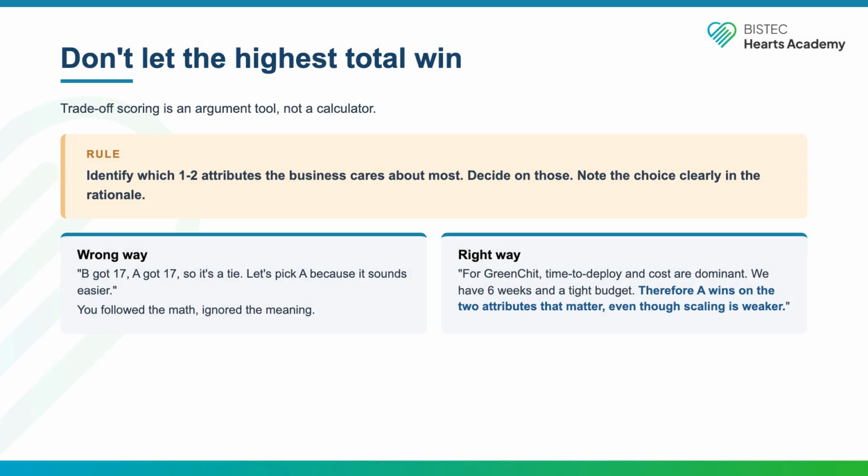Trade-off scoring is an argument tool, not a calculator. The wrong way: B got 17, A got 17, tied. Let's pick A because it sounds easier. You followed the math. You ignored the meaning.